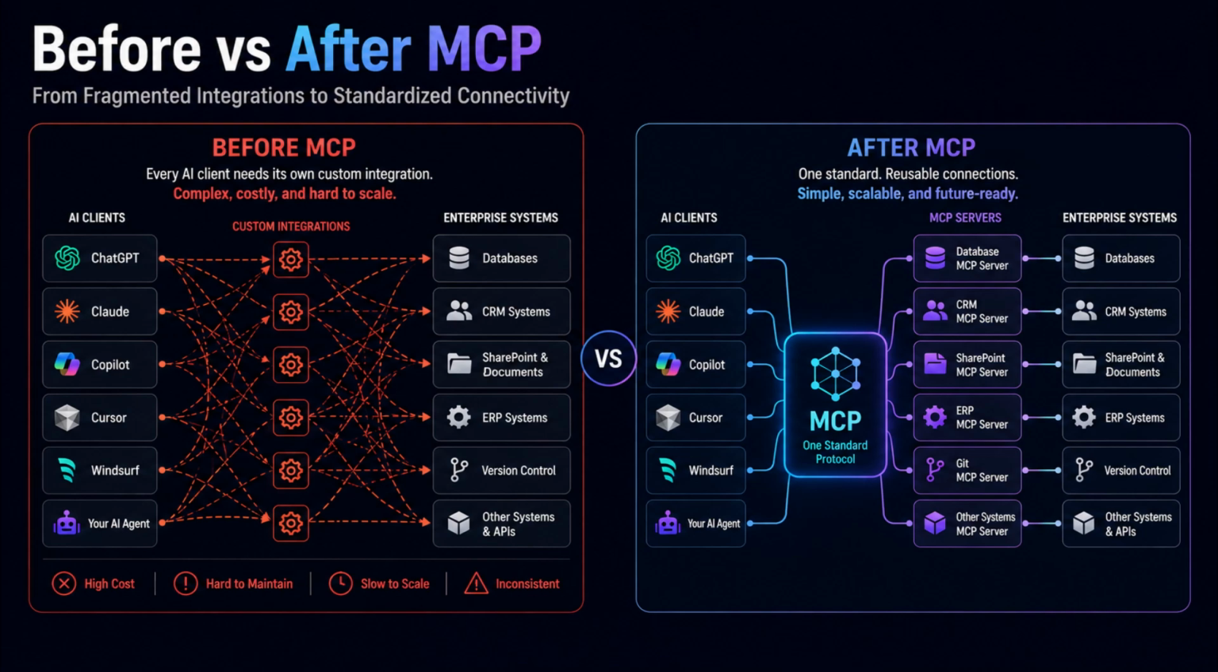Instead of every AI tool creating its own integration, everything connects through a common standard. This standard is MCP. The AI clients speak MCP. The enterprise systems expose capabilities through MCP. The architecture becomes simpler, cleaner, more scalable. Instead of building 10 different integrations, organizations can build one and reuse many times. That is one of the biggest reasons MCP is generating so much interest today.